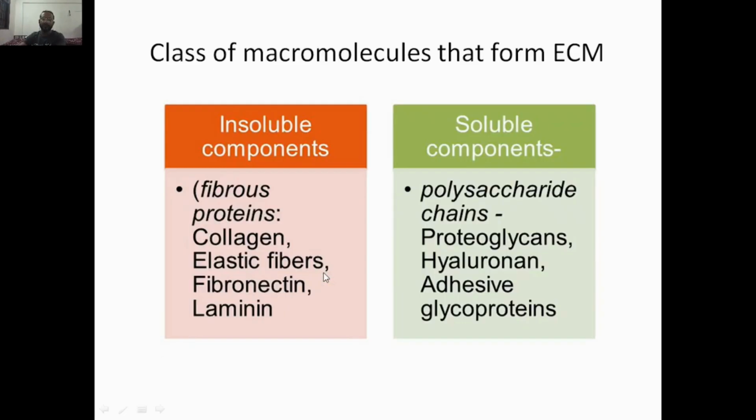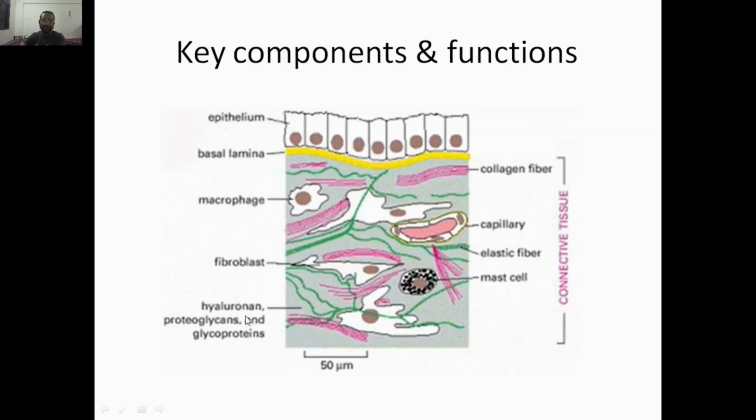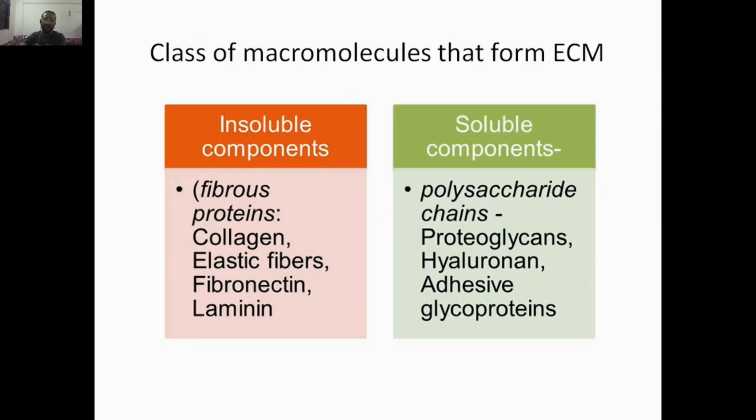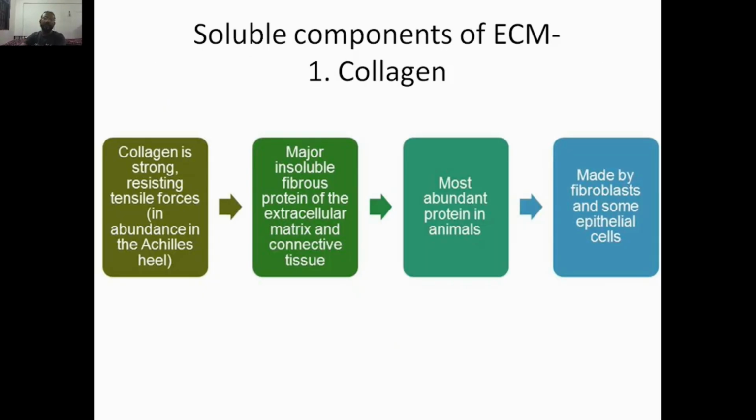And then for soluble, you have polysaccharide chains, usually proteins combined with the polysaccharides or polymers, proteoglycans, next hyaluronic acid and adhesive glycoproteins. Here you can see hyaluronic acid, proteoglycans and glycoproteins. All these things can be examples of the soluble components. So we have both soluble and insoluble components. Collagen is one example.